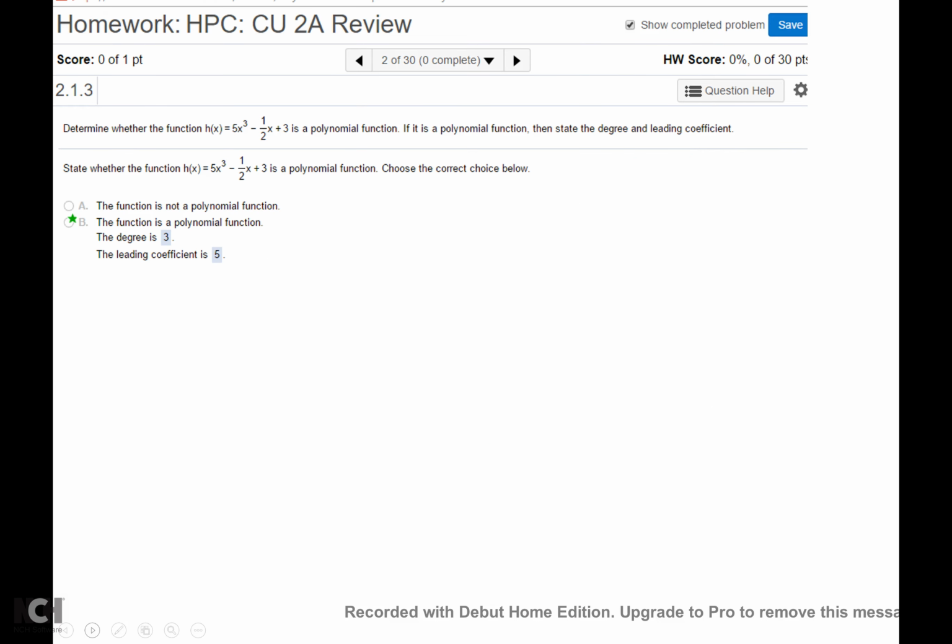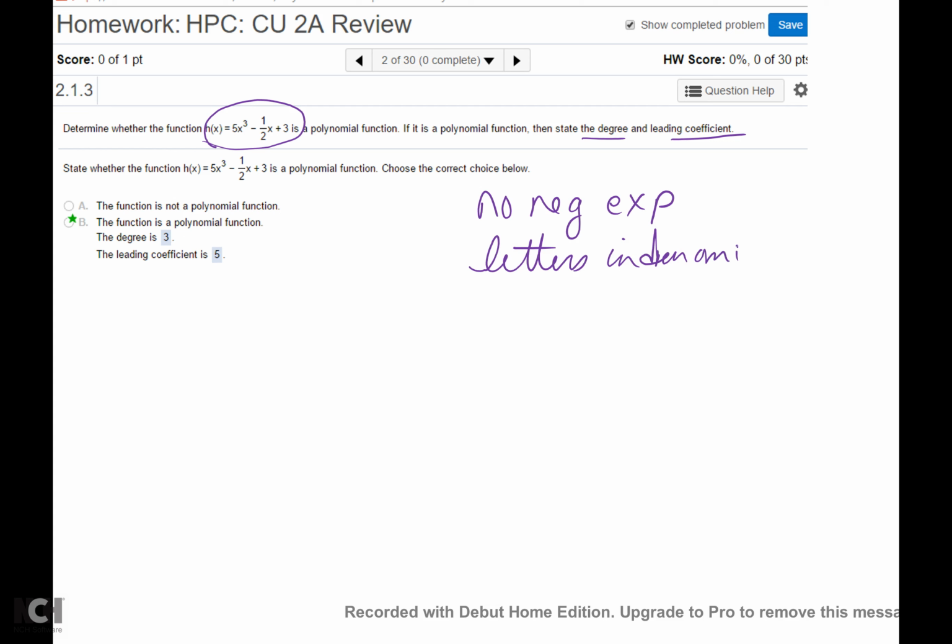Okay. All right. Number 2, it says determine whether the function is a polynomial function. If it is a polynomial function, then state the degree and the leading coefficient. You have a polynomial function as long as you don't have negative exponents. You can't have letters in denominators, because those are negative exponents. You can't have a fractional exponent. So yes, the polynomial is a function.